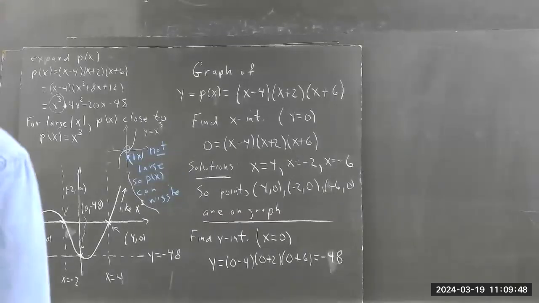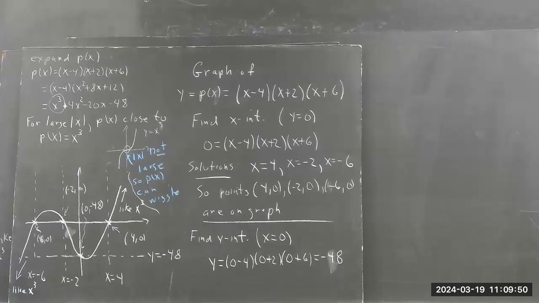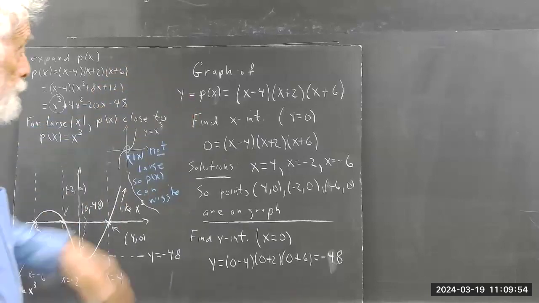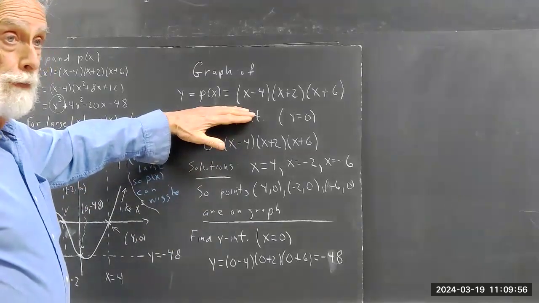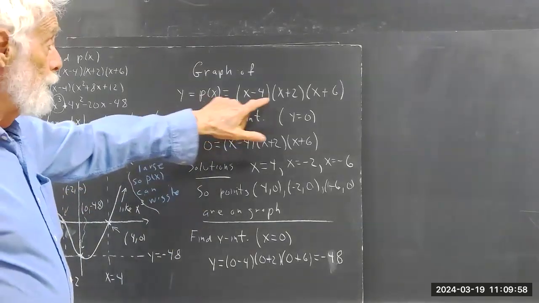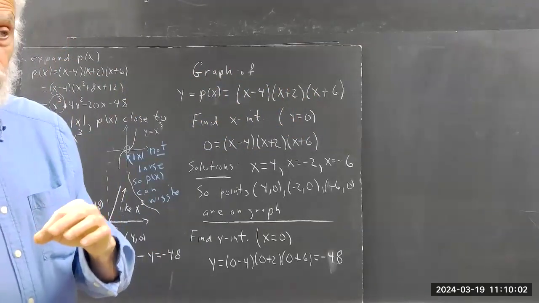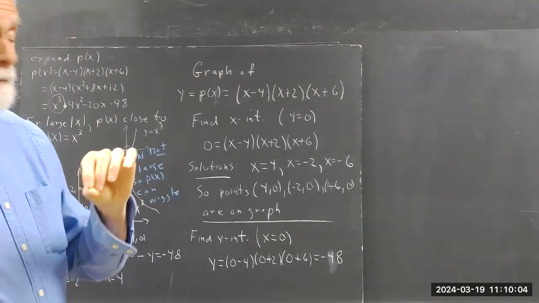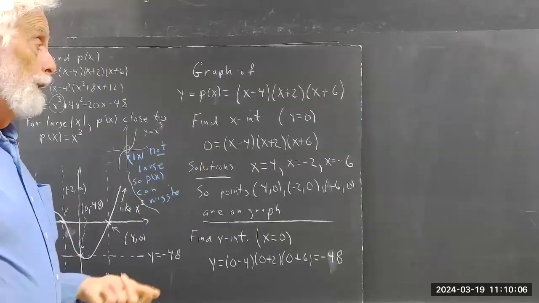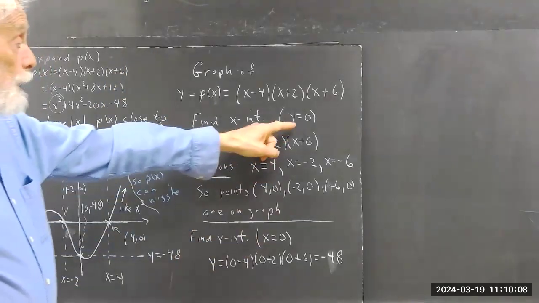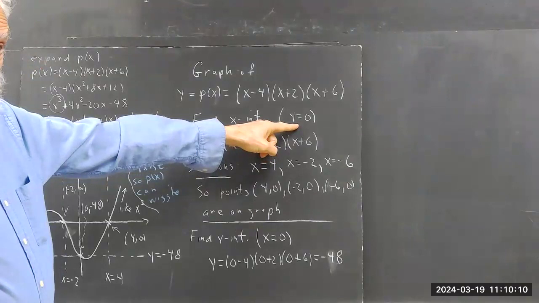Okay, brief synopsis of what we need in order to graph polynomial functions. Have the example, let's graph this function. It's in factored form. To graph it, first things we find are the intercepts. Find the x-intercept, automatically y equals 0.